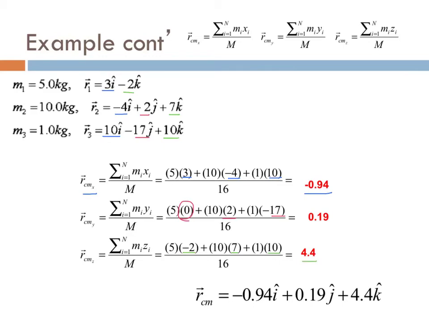And then you can write your final answer in vector notation. Again, if this was in the x direction, it goes in front of your i. If this is in the y direction, it goes in front of the j. And if this is in the z direction, then it goes in front of the k.